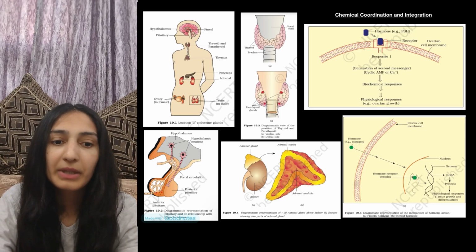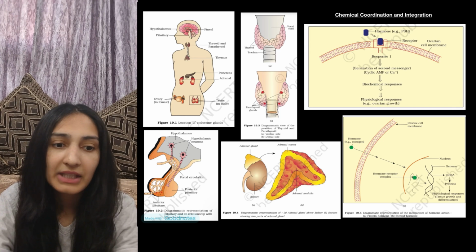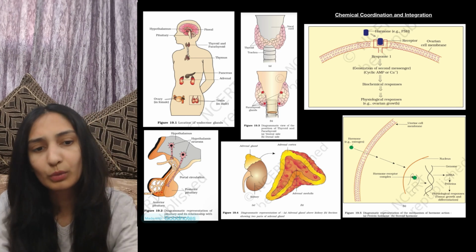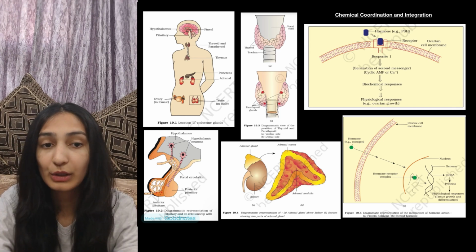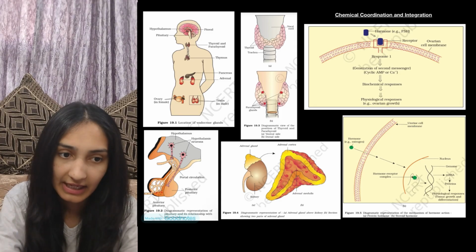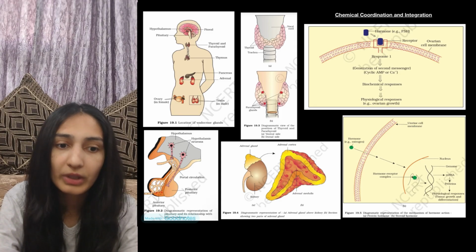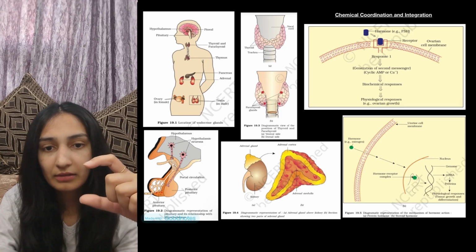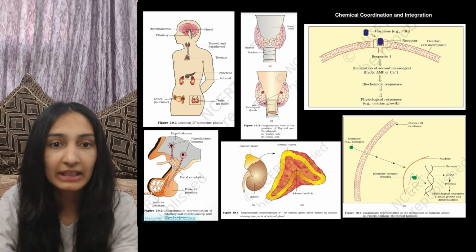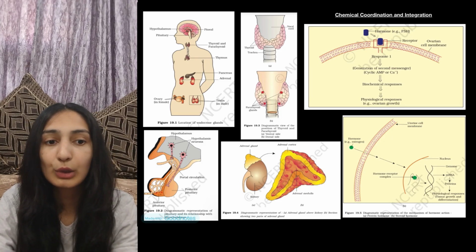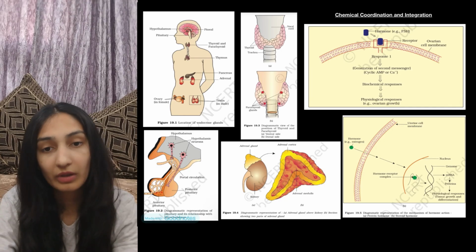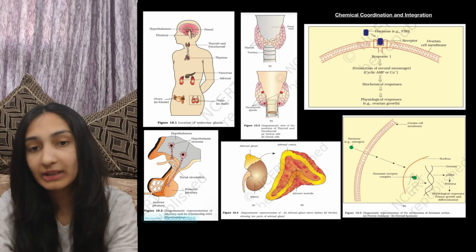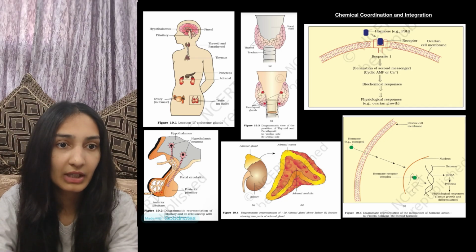Figure 19.4 depicts the adrenal gland in A. It is present above the kidney, that is why it is also known as the suprarenal gland. B is the section showing two parts of the adrenal gland. First, as you can see, we have the kidney, over it we have the adrenal gland, and the adrenal gland is divided into two parts. What are those? Adrenal cortex, that is the outer part, and adrenal medulla, that is the inner part.